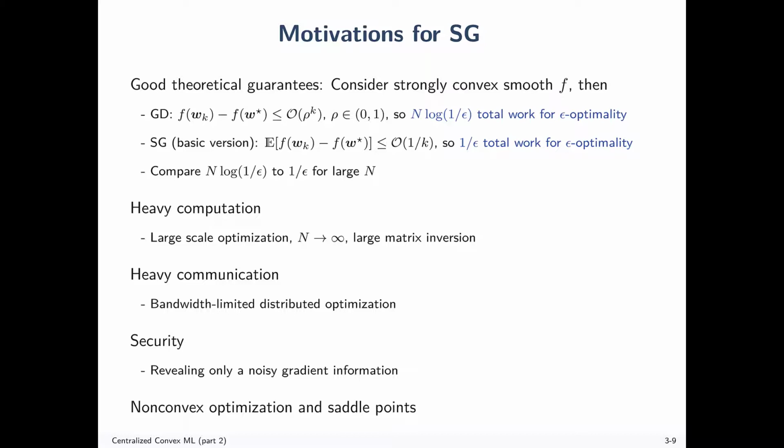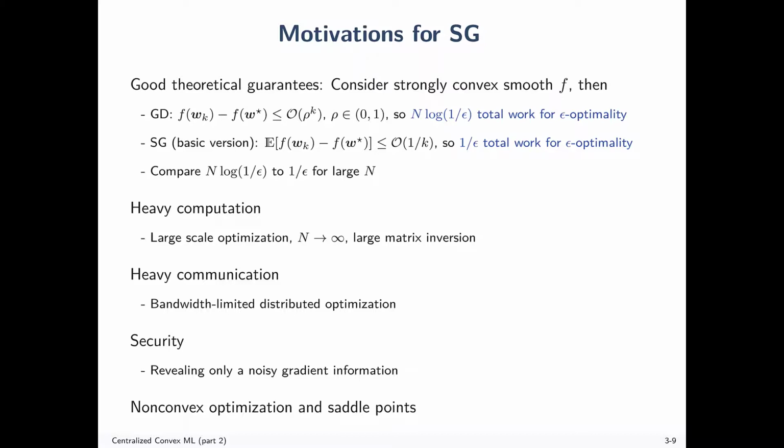We have very good theoretical bounds for the stochastic gradients. For instance, for strongly convex and smooth functions. For gradient descent, we know that this is of this order, okay, for some rho. And it means that we need n log 1 over epsilon total work because we need this amount of iterations, and per iteration we need n work, so n calls to the oracle.